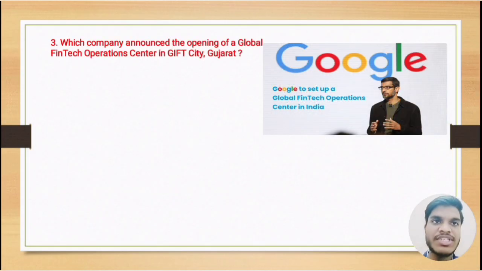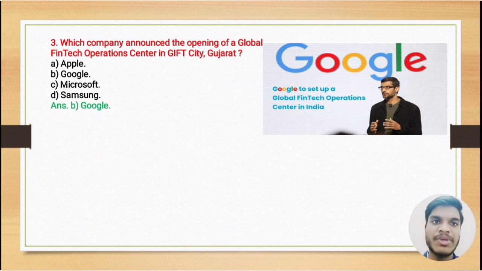Third one, which company announced the opening of a global fintech operations center in GIFT city, Gujarat? Option A, Apple, option B, Google, option C, Microsoft, option D, Samsung. The answer is option B, Google.